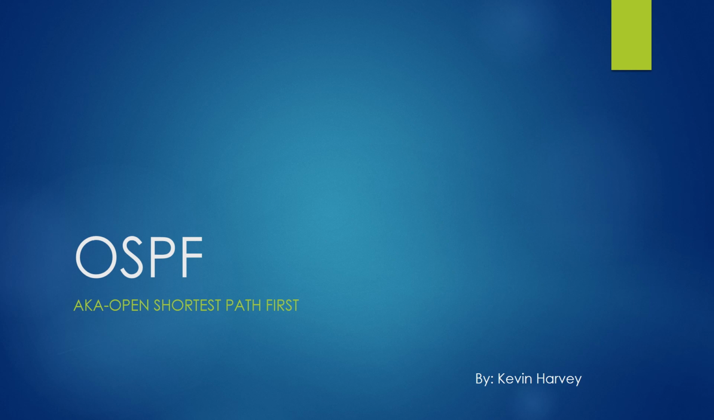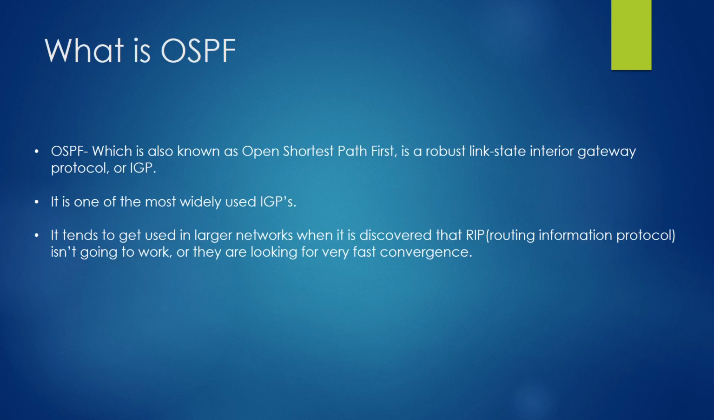OSPF, aka Open Shortest Path First. What is OSPF? OSPF, which is also known as Open Shortest Path First, is a robust link state interior gateway protocol, or IGP. It is one of the most widely used IGPs. It tends to get used in larger networks when it is discovered that RIP, Routing Information Protocol, isn't going to work, or they are looking for very fast convergence.